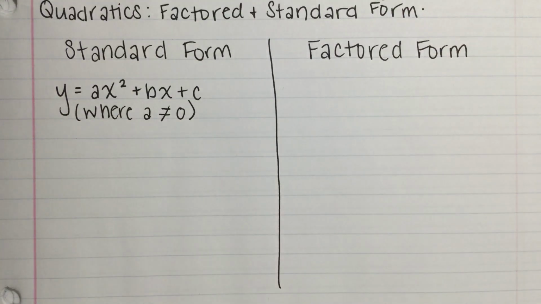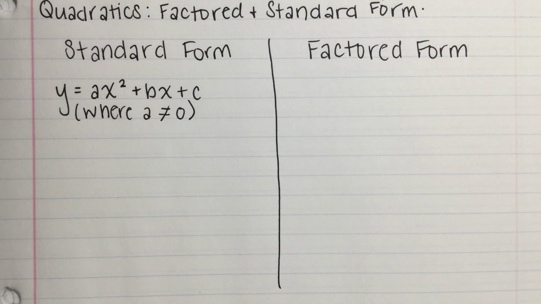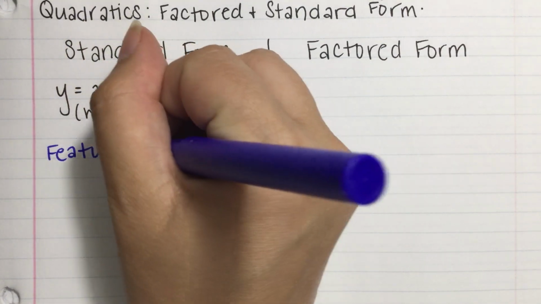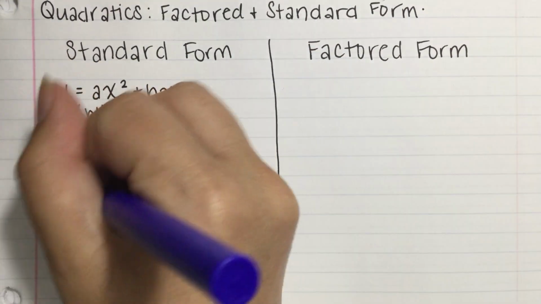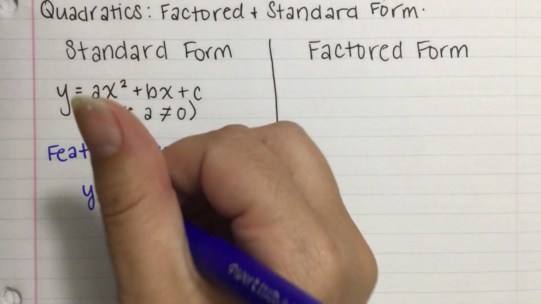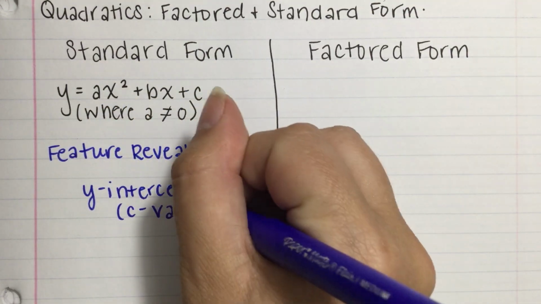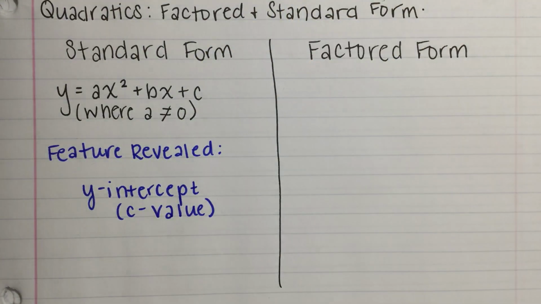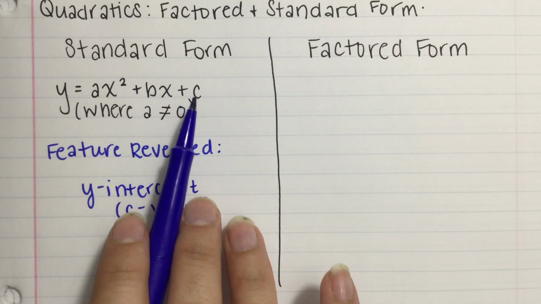In standard form, we do have one feature of our graph that's revealed. So I'll put that in a different color. Okay, so the feature revealed in standard form is our y-intercept. And it's actually our c value. So this value right here, c, is the y-intercept of our quadratic function. So if you're ever given an equation in standard form, you already know where it's going to be intersecting the y-axis.